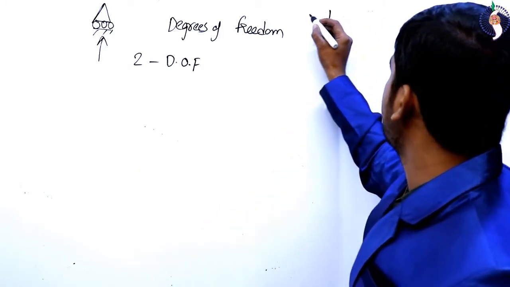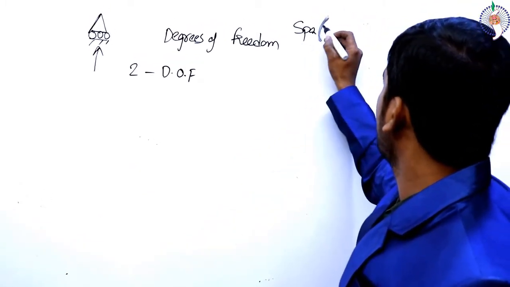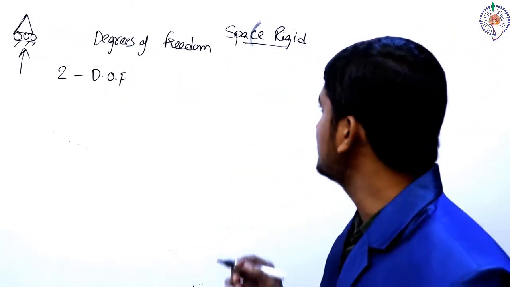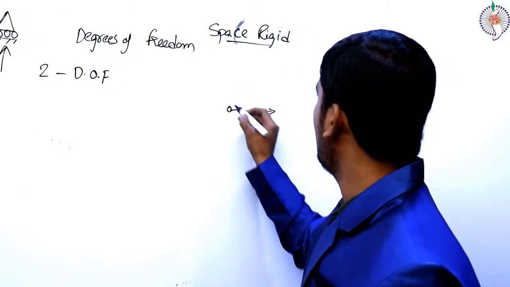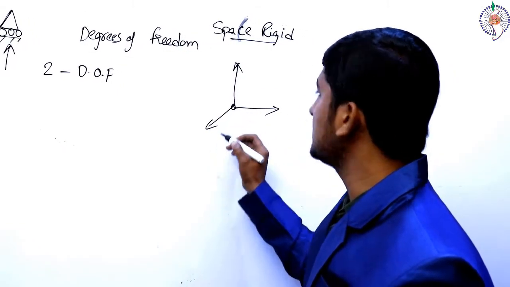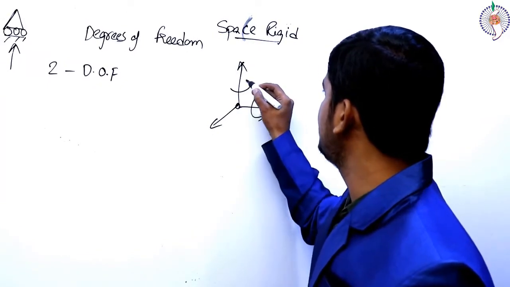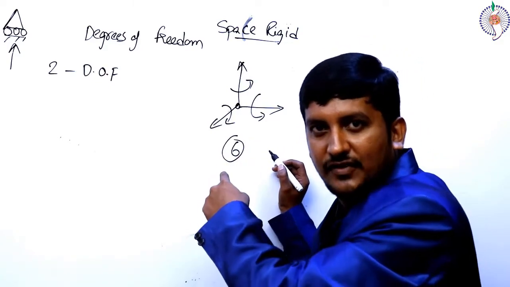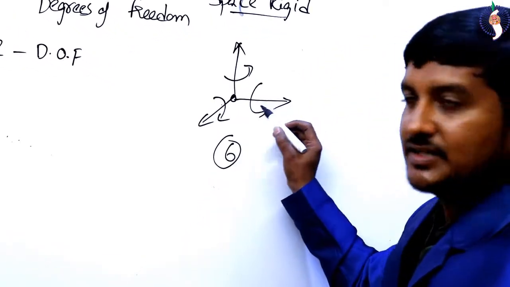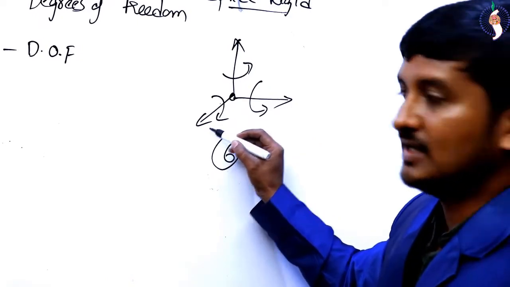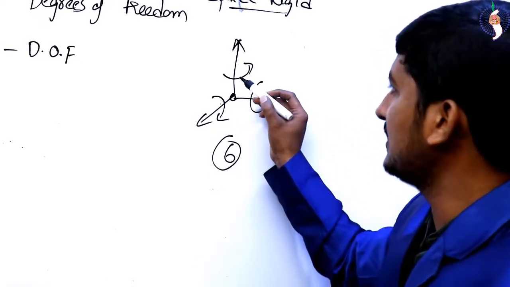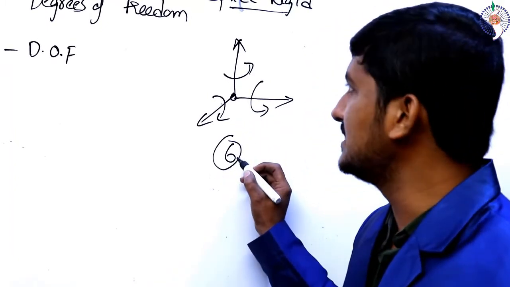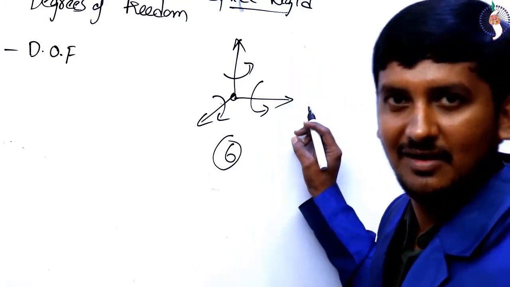If I take a rigid joint, a rigid joint will have total 6 degrees of freedom. 6 degrees of freedom. What are those? You might observe in this figure that in X direction, Y direction and Z direction displacements, and X direction, Y direction and Z direction rotations. So total 6 degrees of freedom for a rigid joint.